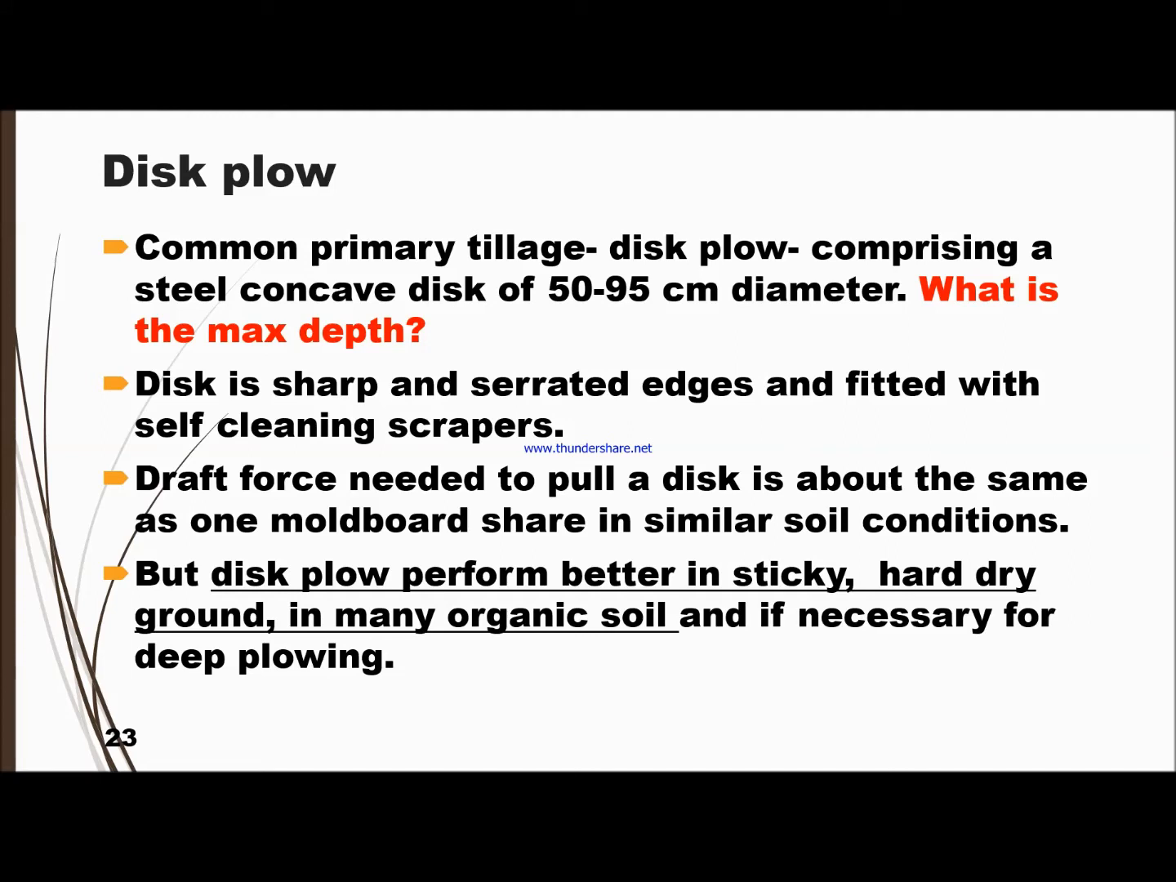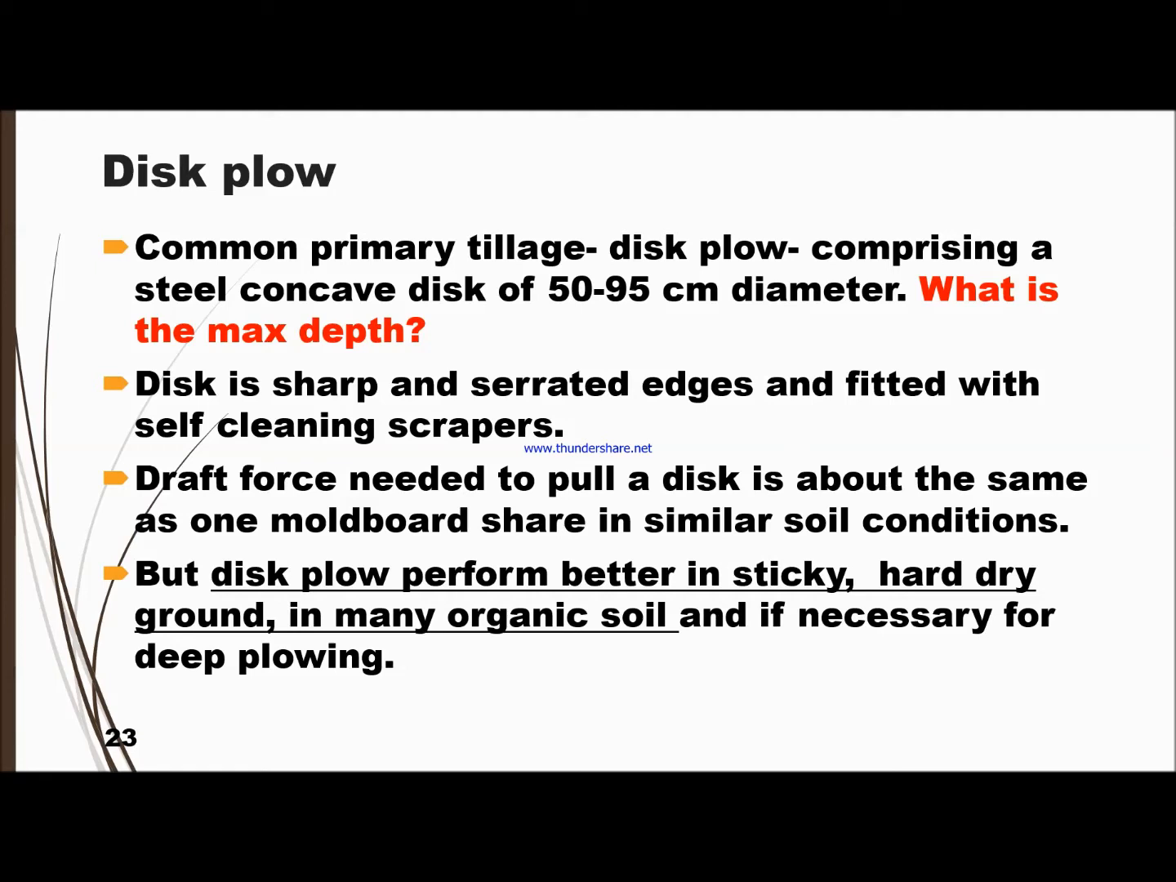Disc plow is commonly categorized as primary tillage, comprising a steel concave disc capable of cutting with up to 95 centimeter diameter. So in this case, what is the maximum depth of the cutting? If you think about it, the maximum depth should be half of the diameter. So I think you will have a general idea of what the maximum depth would be.